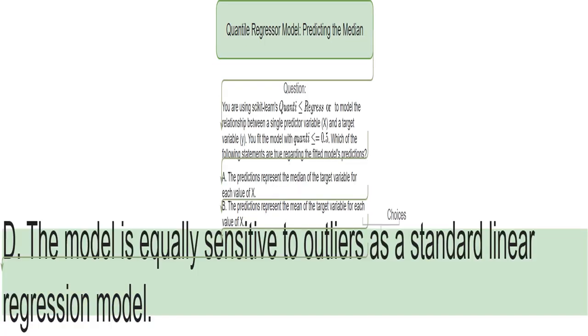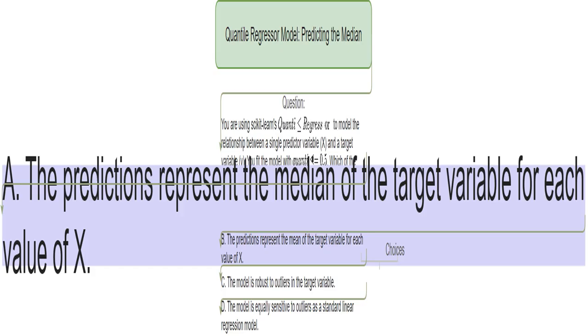No way. That's wrong. The QuantileRegressor, especially when using the median, 0.5 quantile, is much less affected by outliers than a standard linear regression model, which relies on the mean and is therefore sensitive to outliers. Absolutely correct. With quantile set to 0.5, the model is predicting the median, the middle value, of the target variable, y, for each possible value of the input variable, x.